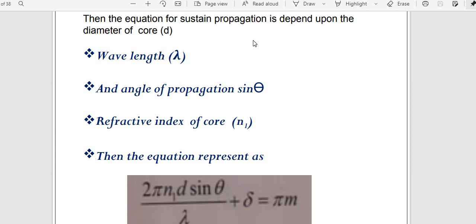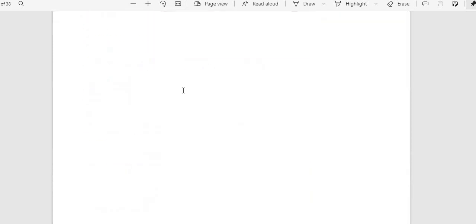The equation of sustainable propagation depends upon diameter d. It is 2 pi n1 d sin theta by lambda plus delta equals pi m. What is this m? M indicates the mode. N1 is the refractive index of the core. N2 is the refractive index of the cladding. Sin theta is the angle of propagation from which the light ray is propagating. Lambda is the wavelength.